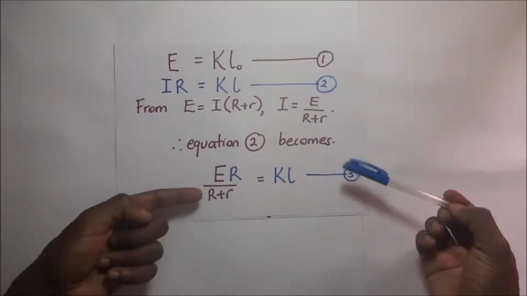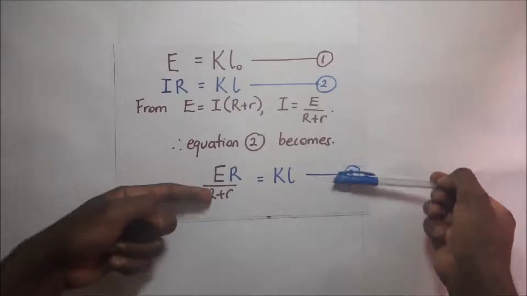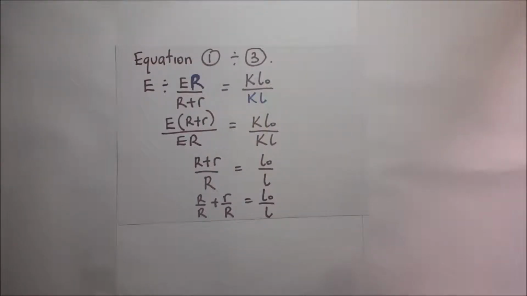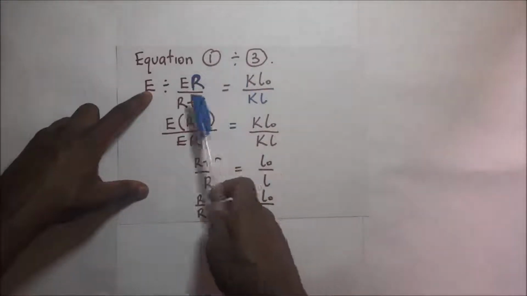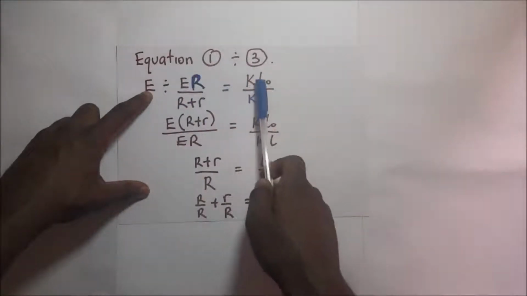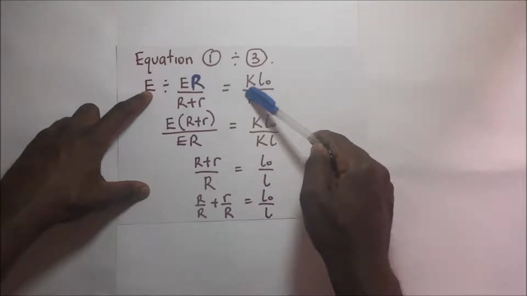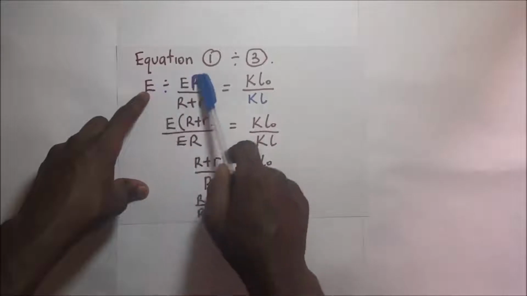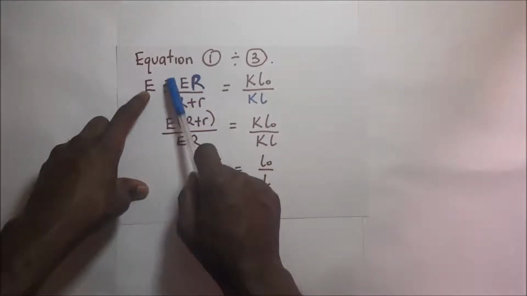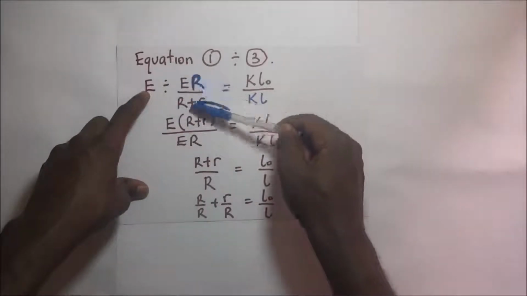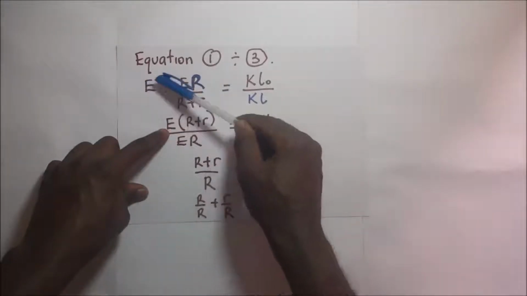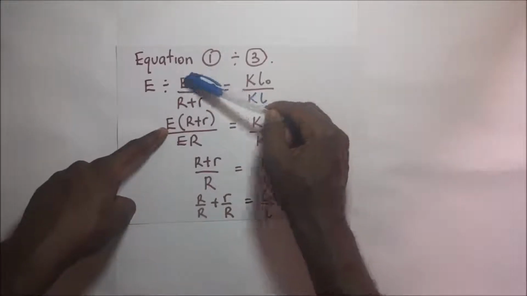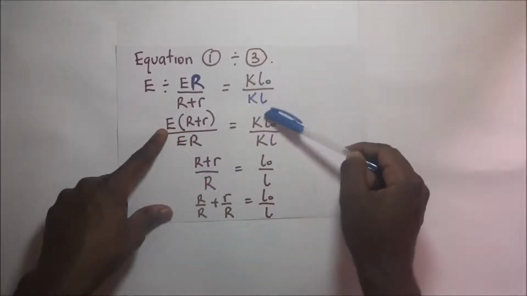So now we are going to deal with equation 3 and equation 1, and we are going to divide these two equations. When we divide equation 1 by equation 3, E divided by this expression becomes multiplication when it becomes the reciprocal. So it becomes E times the reciprocal, which is R plus r, divided by ER, is going to be equal to this over that.